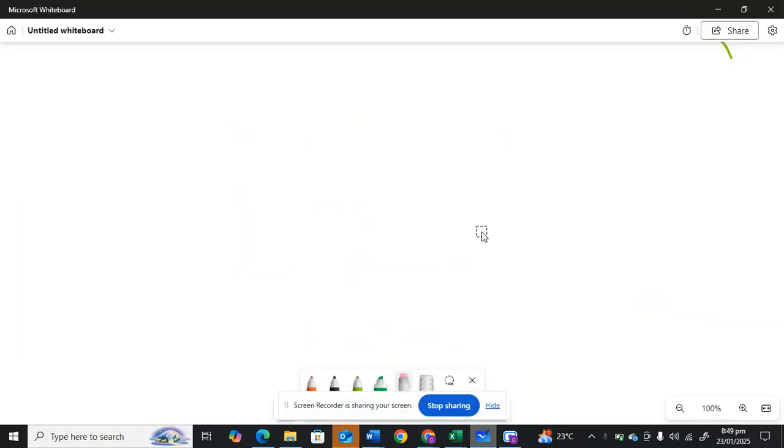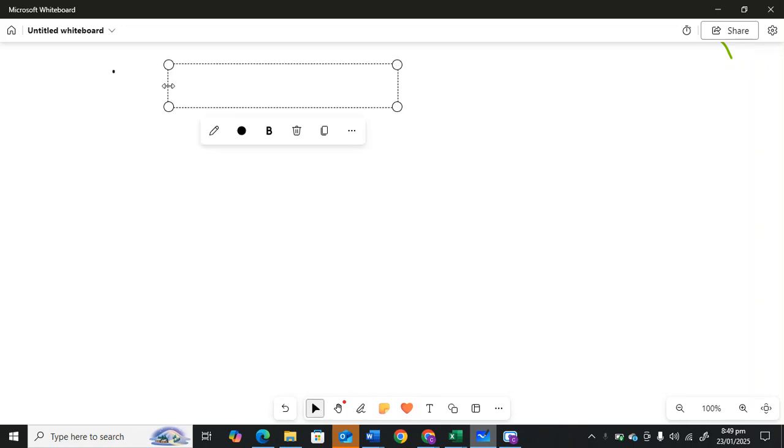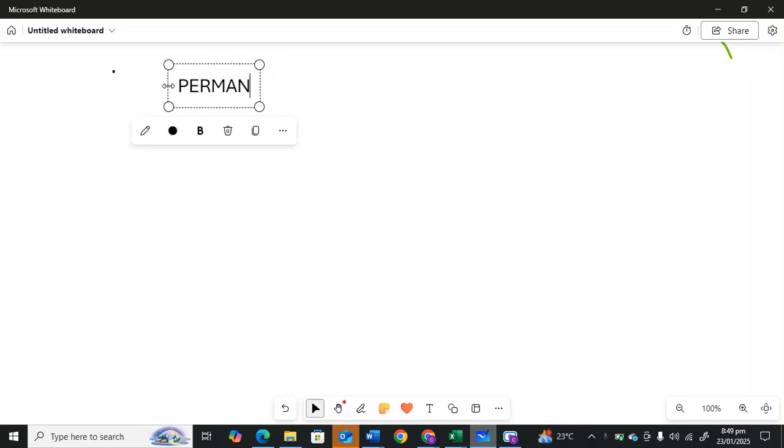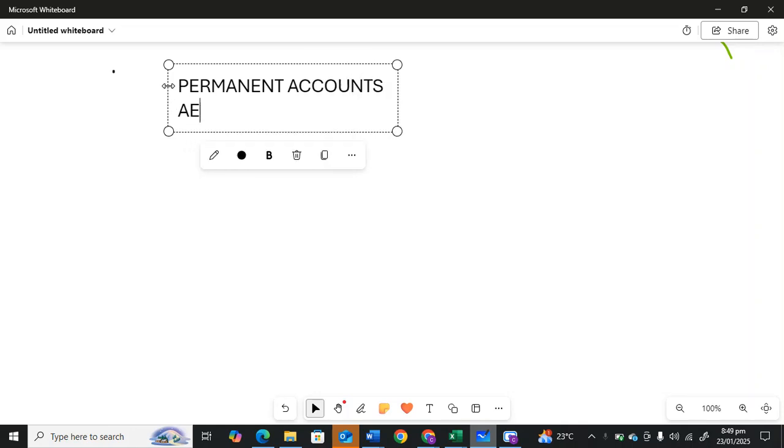Okay, so we're going to see how we close permanent accounts and temporary accounts. So for permanent accounts, the permanent accounts are found on the balance sheet.